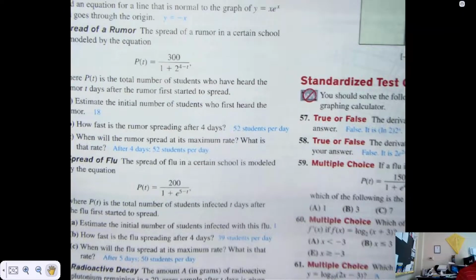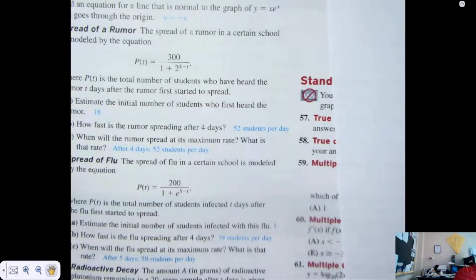51, most of 51 is actually old stuff. It really is. So it's the spread of a rumor in a certain school. Now, when this textbook was written, Snapchat wasn't around. Facebook was still kind of in its infancy. It might only have had a couple hundred million people on it. So the spread of a rumor is way quicker nowadays. I mean, how long does it take you to find something out about somebody? Not long. 2-3 minutes? So it's an outdated question.